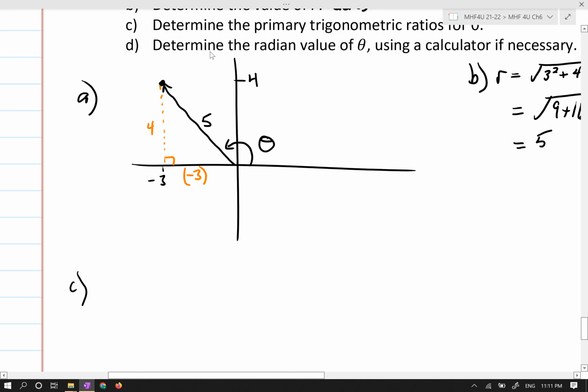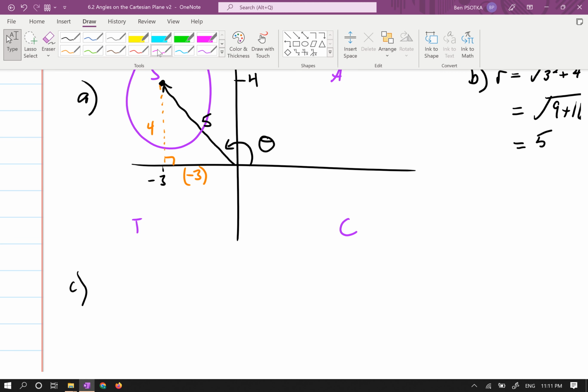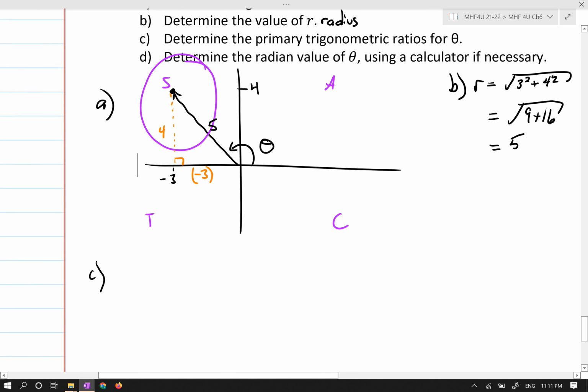What do we know about our trigonometric ratios in quadrant 2? Oh, well, according to our CAST rule, C-A-S-T, our sine ratio will be positive, and our tangent and cosine ratios will be negative. So we'll use green to evaluate our trig ratios. All right, so our sine ratio is positive.